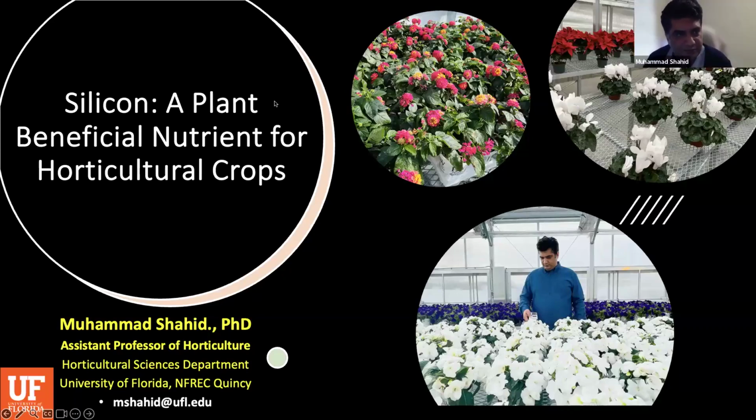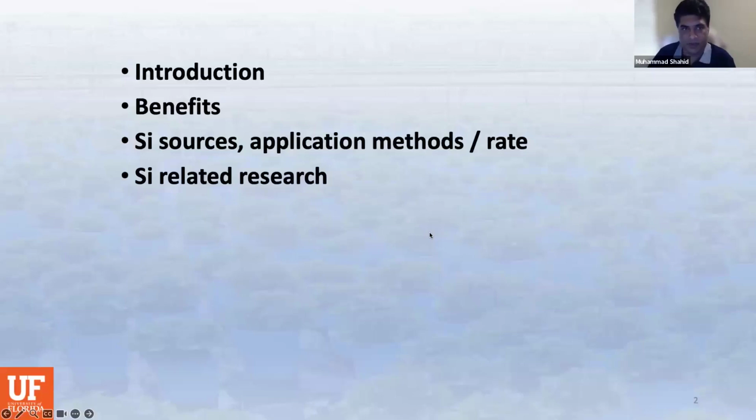So the title is "Silicon, a plant beneficial nutrient for horticulture crops," and it is one of my research areas. Even when I was at the University of New Hampshire, and in my current university, it's also one of the research programs. We are working with silicon in fruit crops and different stresses, heat, cold, and in particular the shelf life. So okay.